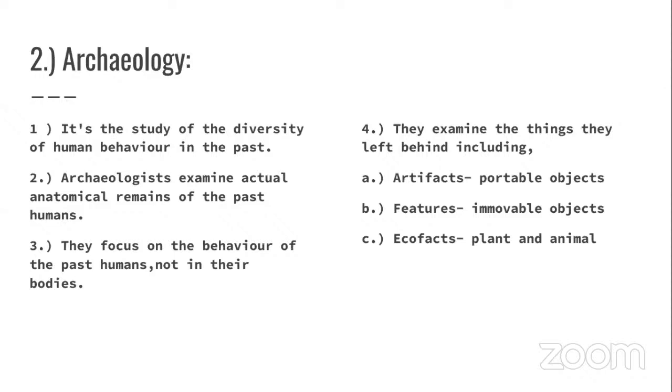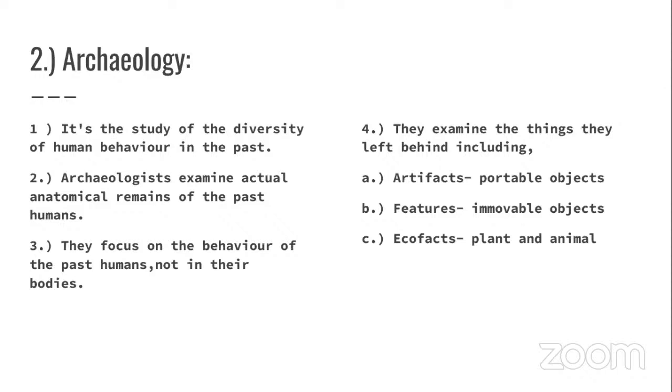And then there are features. Features are the immovable objects. If we still give the example of the Indus Valley civilization, there is the Great Bath there. That is an immovable object. There's a stupa there. That is an immovable object. Small objects are portable objects, called artifacts, whereas the immovable objects, such as the buildings, walls, monuments, canals, roads, and farms, are all called features.